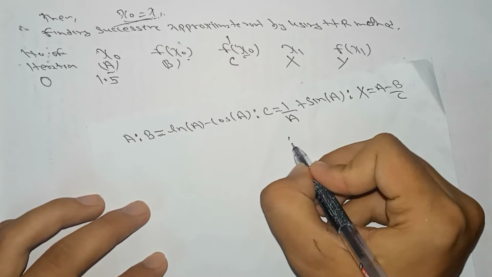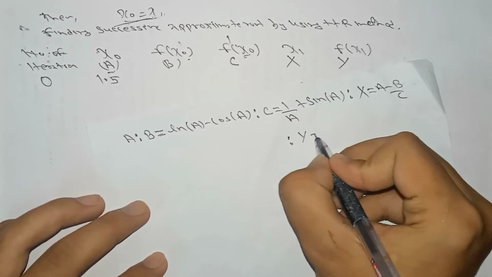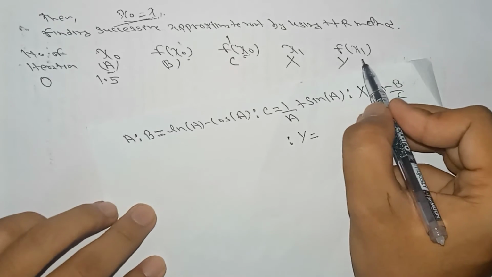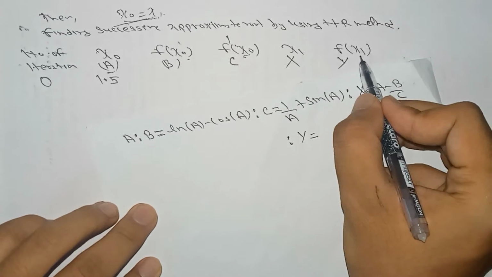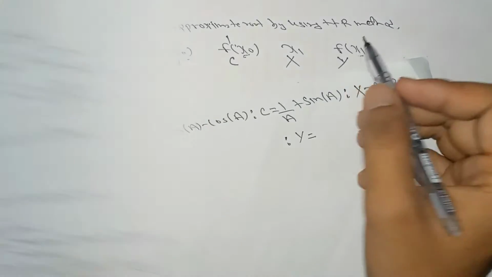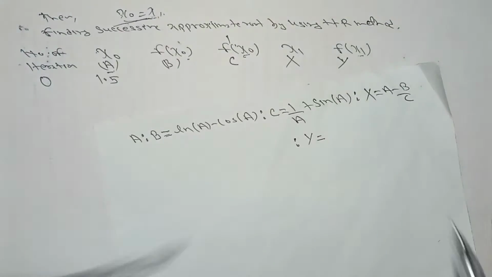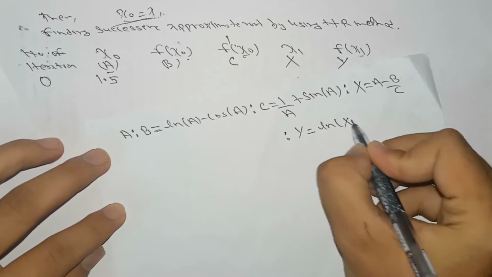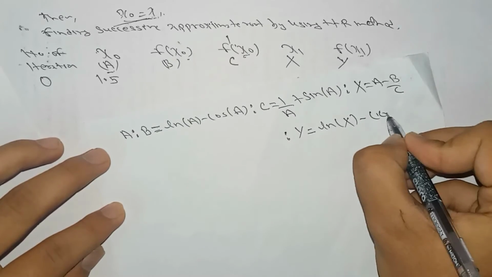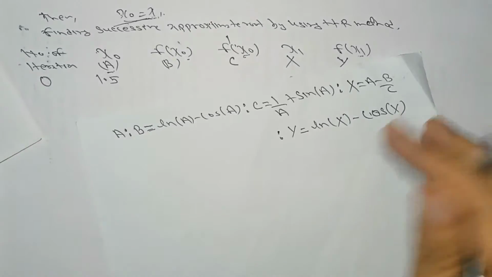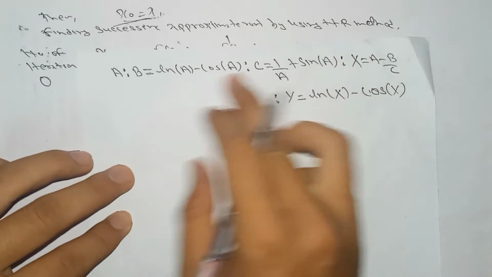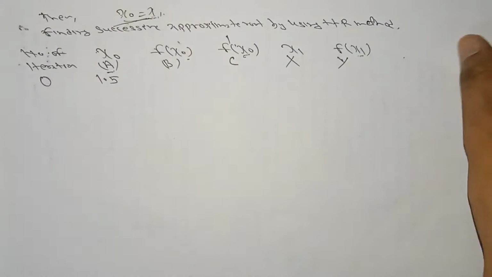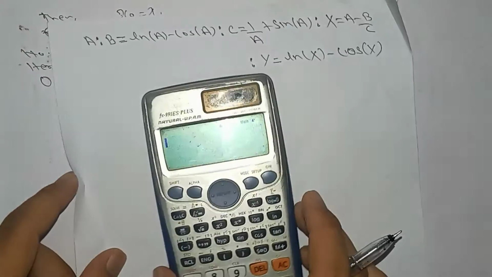Again, after this give a colon, and y is equal to, as we have supposed f of x1 is y, and here you can see it is f of x1. That is, we have to write this function in terms of capital X. Okay, so that means ln x minus cos x. Now we have to write all these terms in the calculator, and we can find out the values easily. So for this, here is the term.